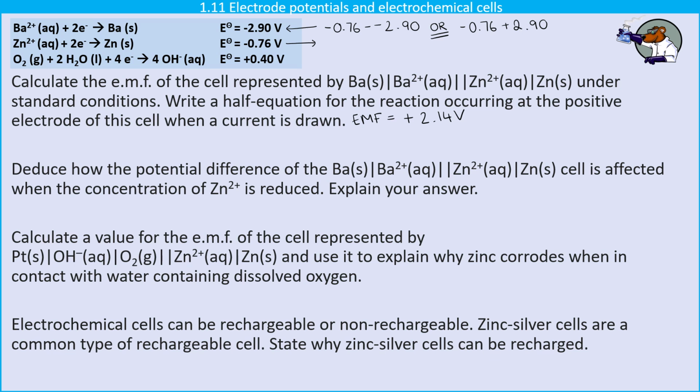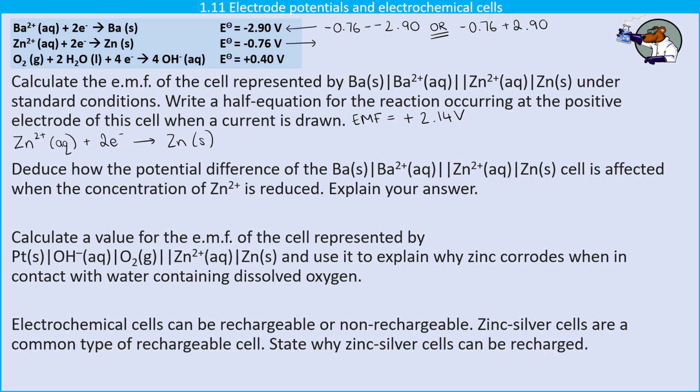So we need to think which one of these cells is going to be taking away electrons from the electrode. And of course, in this instance, that's going to be our zinc. It's happening in the forward direction. So my zinc 2+ ion is picking up 2 electrons to make zinc metal.